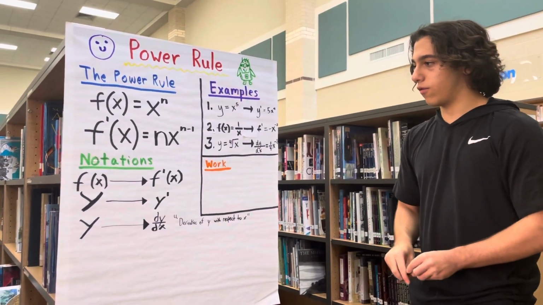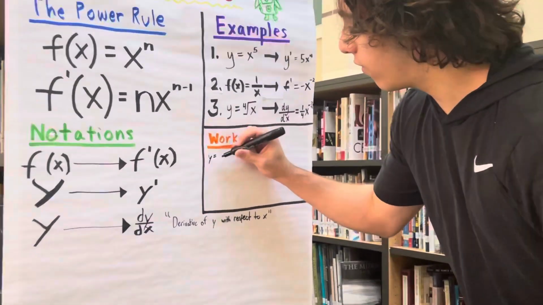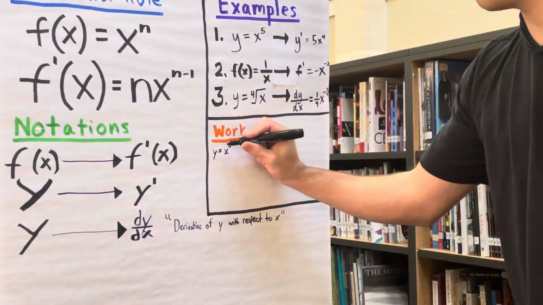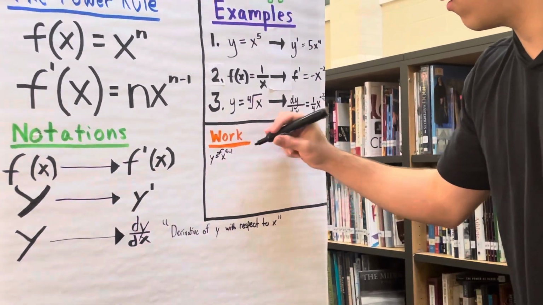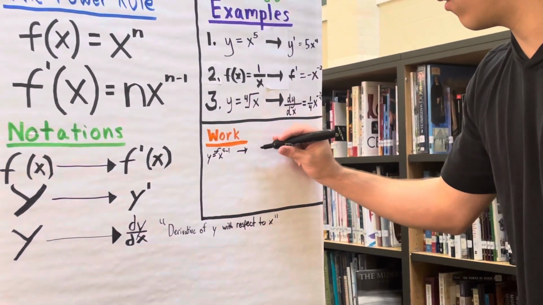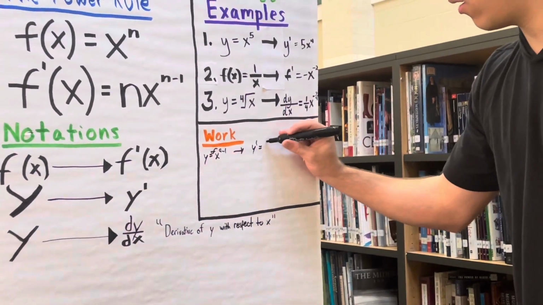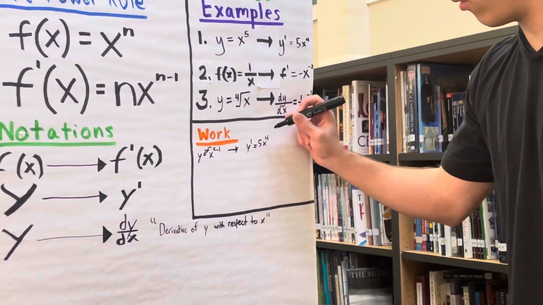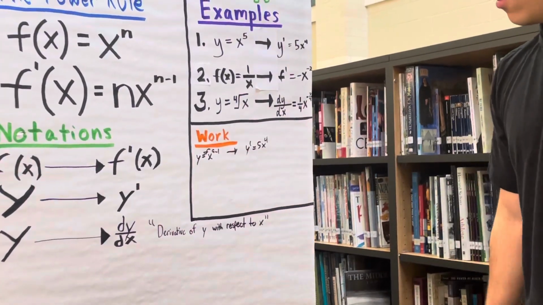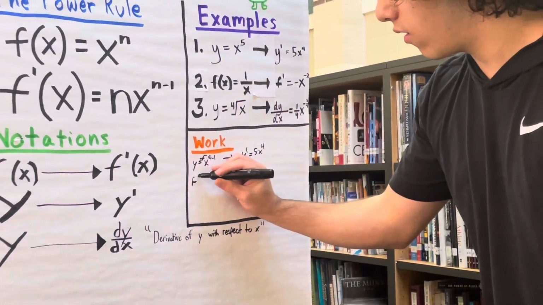And to work it out, for y is equal to x to the 5th, you're just going to bring the exponent down here, and then you're going to minus 1. So you'll have y prime is equal to, you bring the 5 down, 5 times x to the power of 5 minus 1, which would be 4. And that's number 1.